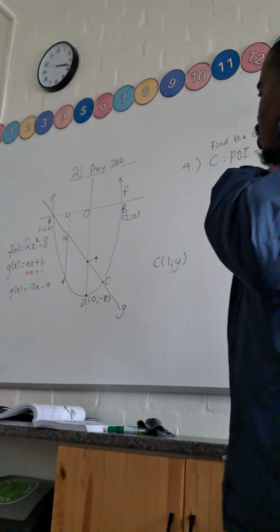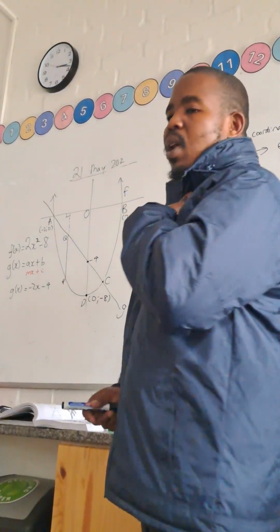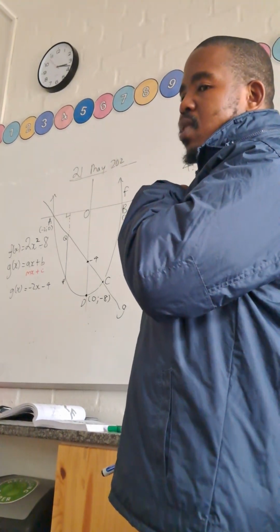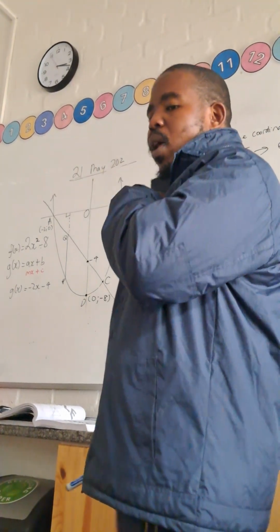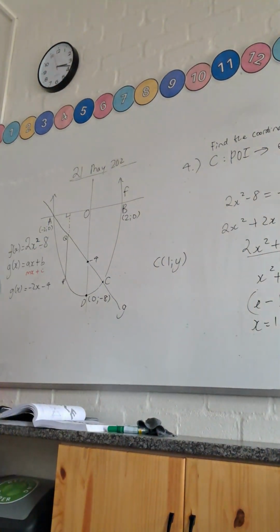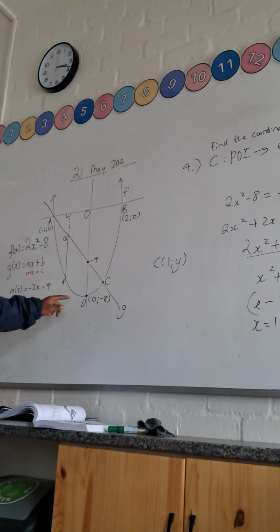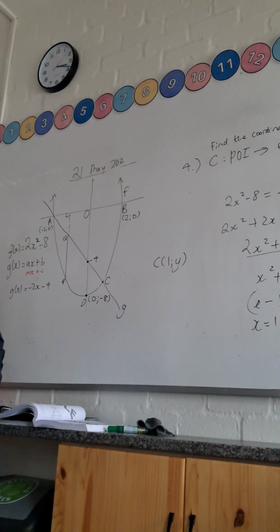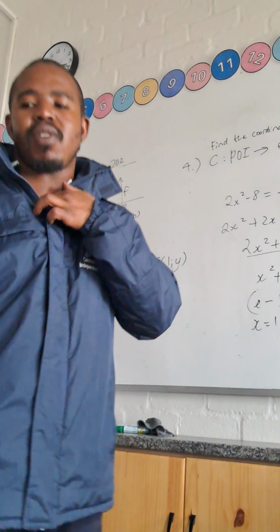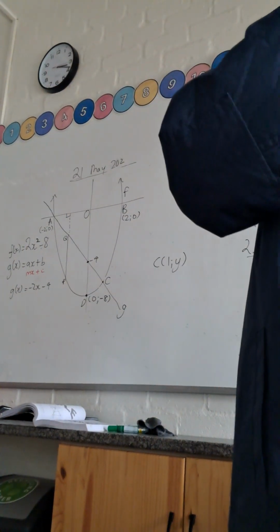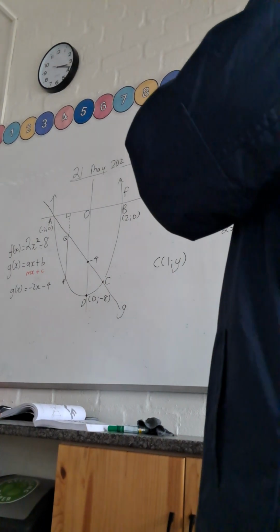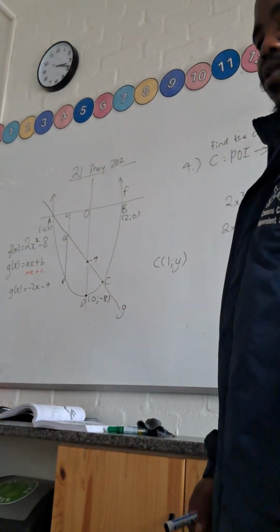So therefore C is 1 and y, but now we need to find the y. How do you find the y part of C? You substitute the x into either one of these because it's part of the straight line, it's part of the parabola. That's why it's called a point of intersection. So to find the y, you can choose whichever one to substitute into. I like to go for the line because it's slightly easier, but it doesn't make a difference.